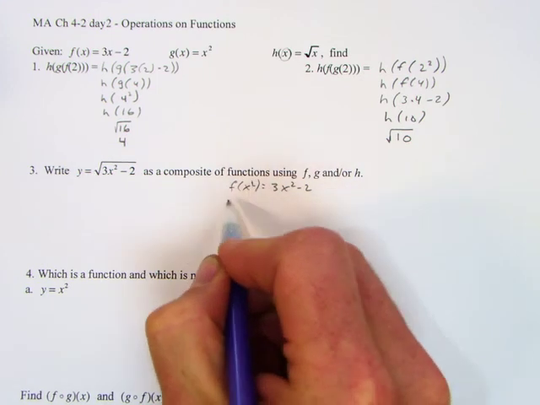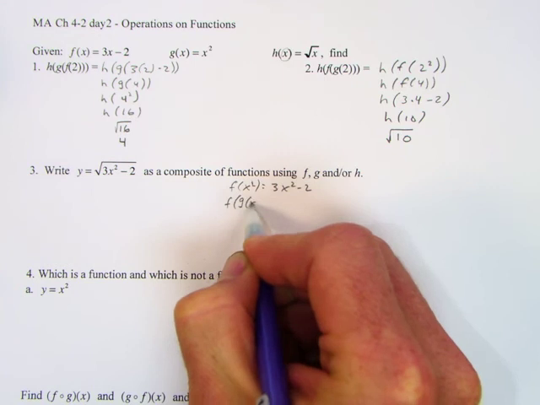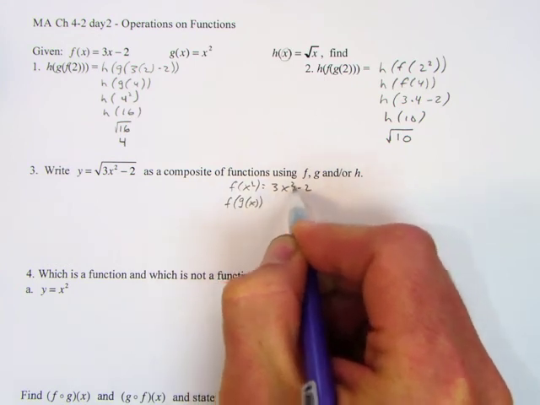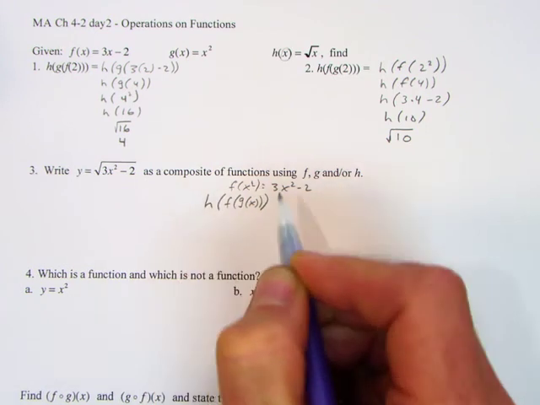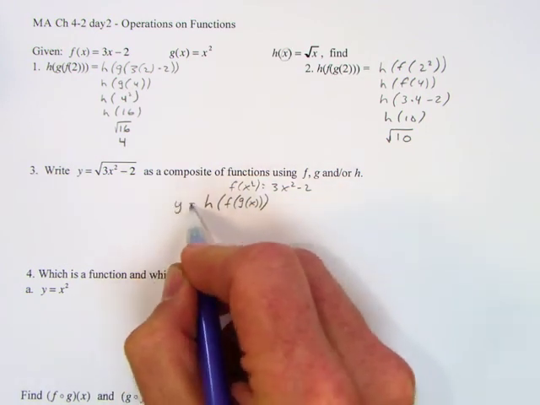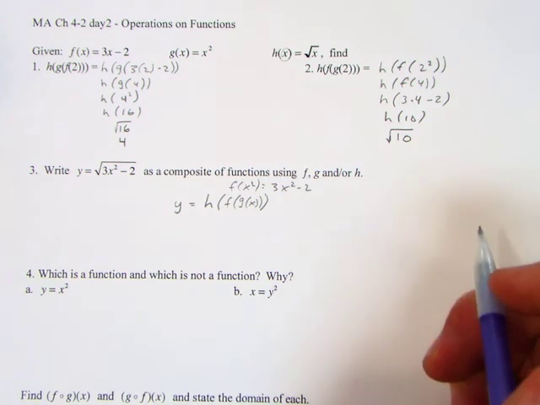And now what is x squared? x squared is our g. So we have f of g of x. That gives us our 3x squared minus 2, and we want that all plugged into h. And so y equals h of f of g of x.